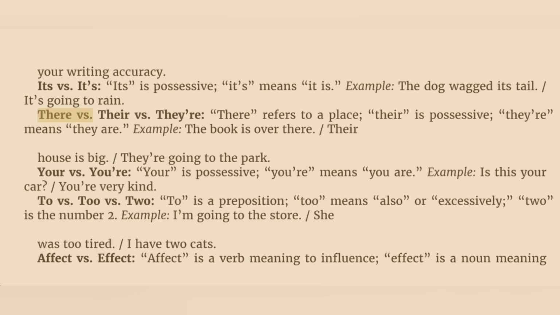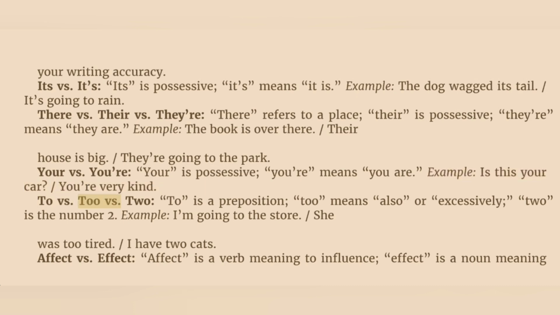There vs. their vs. they're: there refers to a place; their is possessive; they're means they are. Example: The book is over there. / Their house is big. / They're going to the park. Your vs. you're: your is possessive; you're means you are. Example: Is this your car? / You're very kind.